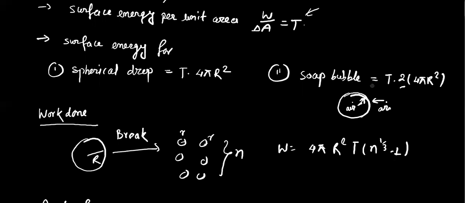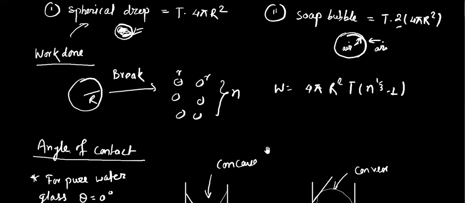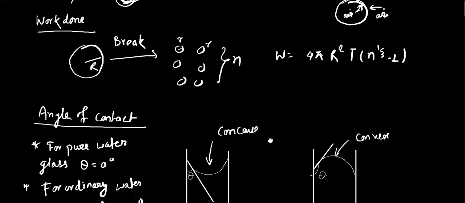So the surface energy is twice that of a spherical drop, because a liquid drop has only one free surface, which is outside of the liquid. So this is the expression for spherical drop and soap bubble.